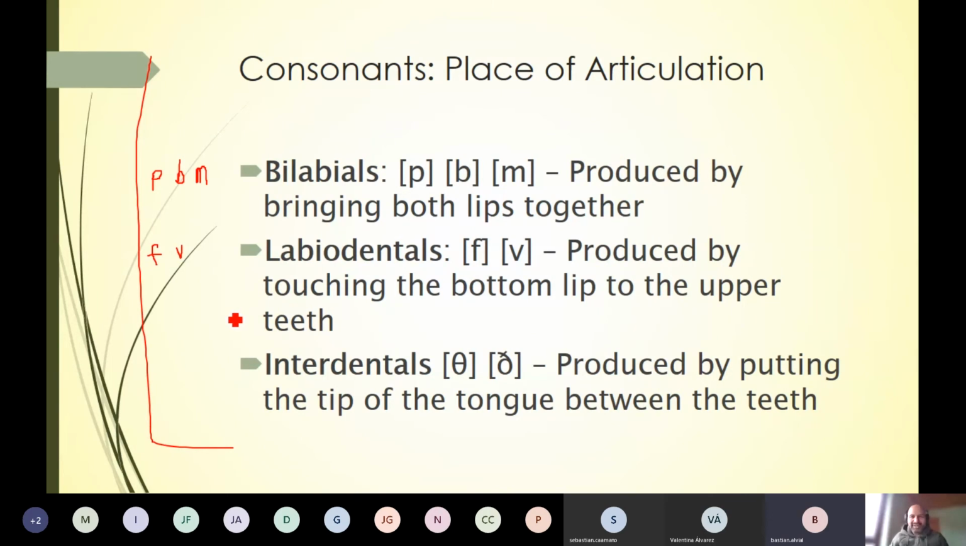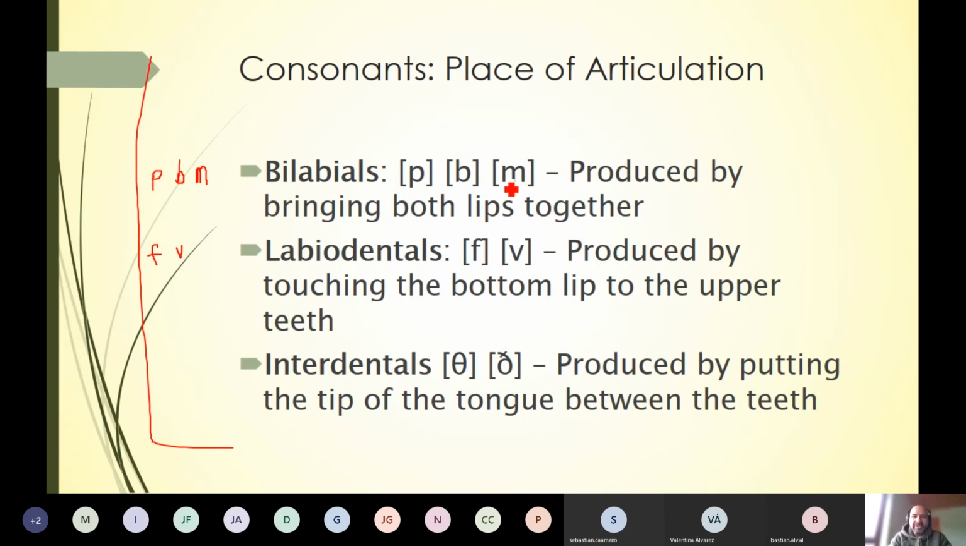Wonderful. Thank you so much, Bastian. So these are three places of articulation. Bilabials. Just a very brief comment, Bastian. When we read the letters, we say P, B, and M. But when we read the sounds, or phonemes, we say /p/, /b/, and /m/. The letter F, the letter V, but the sounds /f/, /v/.